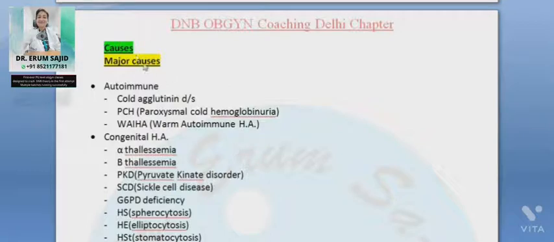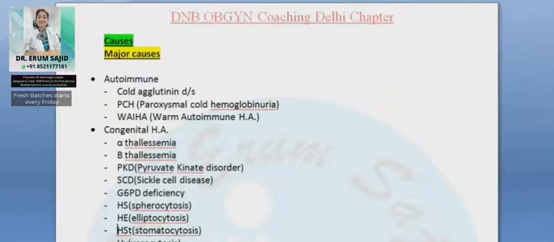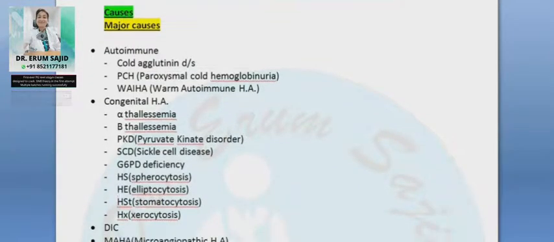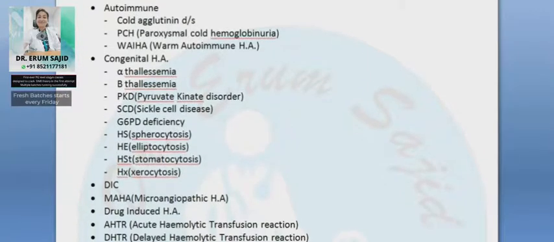Now let's talk about congenital hemolytic anemias, which you should know: alpha thalassemia, beta thalassemia, pyruvate kinase disorder, sickle cell disease, G6PD deficiency, hereditary spherocytosis, elliptocytosis, stomatocytosis. These are the causes of congenital hemolytic anemias. You should know that. And of course, xerocytosis. Then amongst the acquired few, you have like DIC.